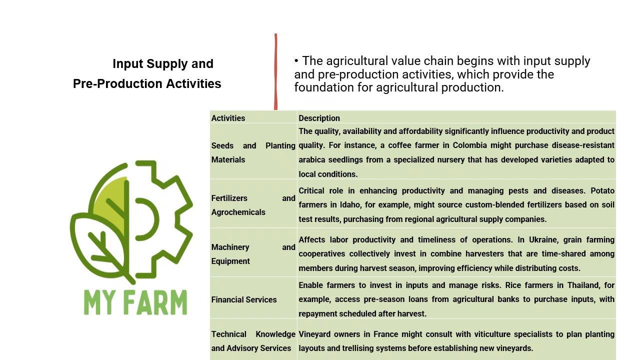Financial services, including pre-season loans and insurance, enable farmers to invest in inputs and manage risks. Rice farmers in Thailand access pre-season loans from agricultural banks to purchase inputs, with repayment scheduled after harvest when they have income from crop sales.